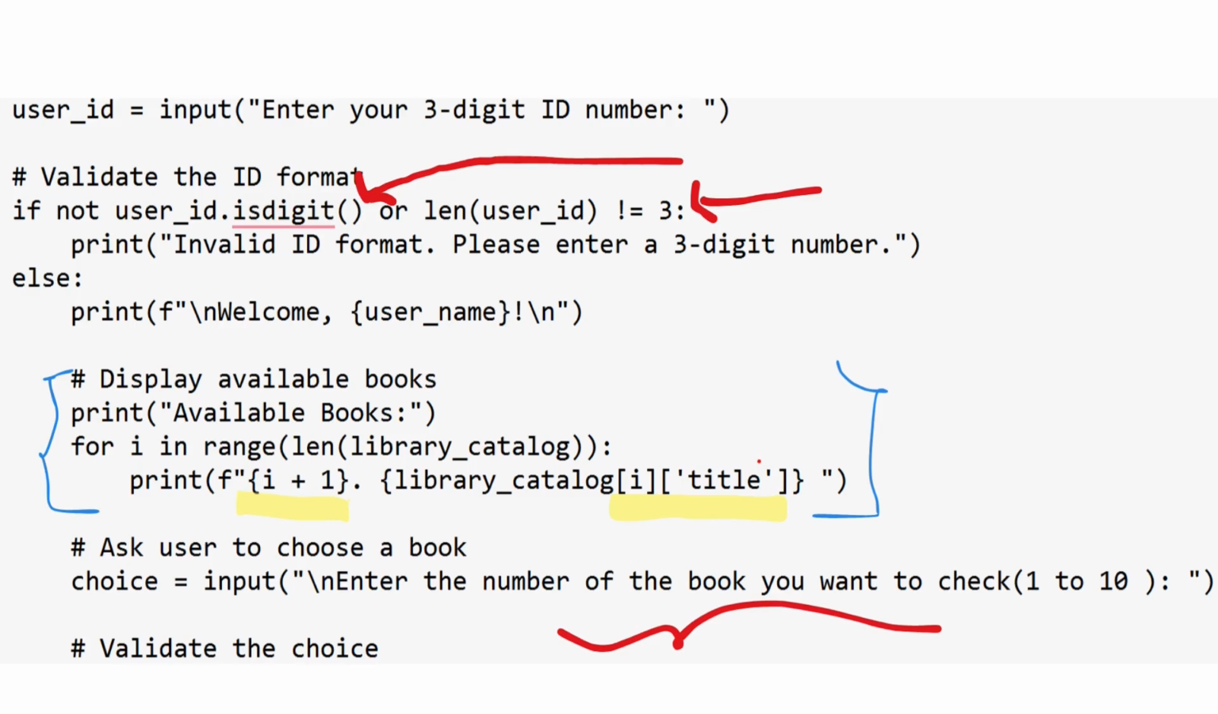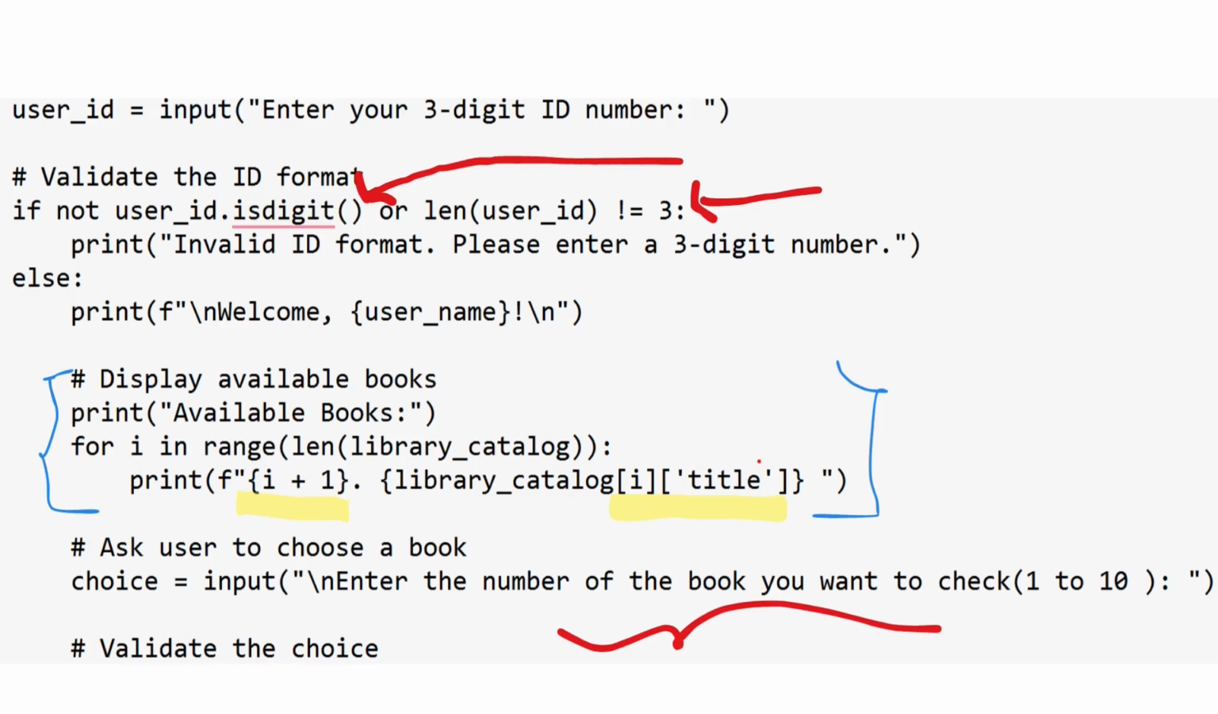Likewise, it goes again to the for loop and the i value changes to 1. Then it comes to i plus 1, so 1 plus 1 is 2. Then the second, library catalog of 1, that is the title. That is To Kill a Mockingbird, so that will be displayed.